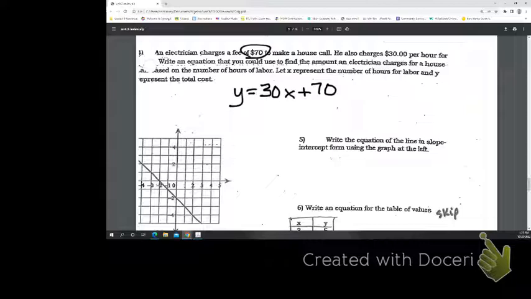Now we're going to write an equation for the line. So we still need the slope and the y-intercept.